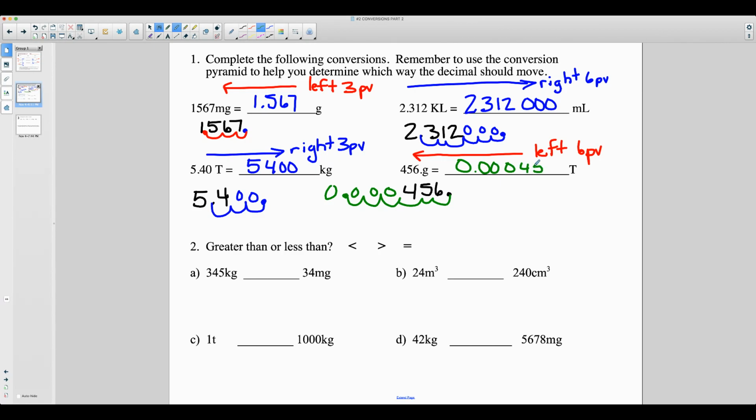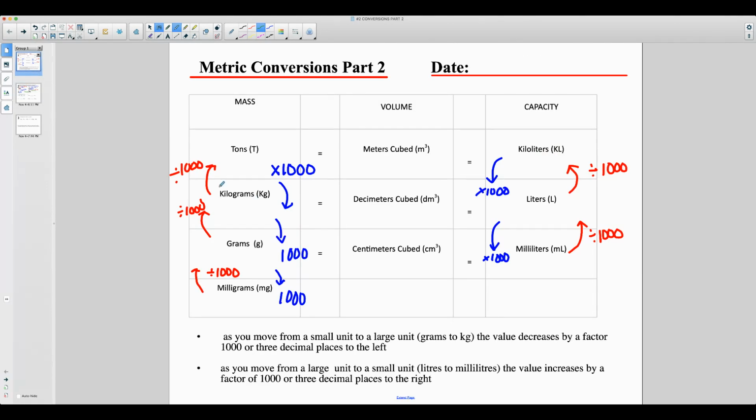Now, sometimes you'll be asked if something's greater than or less than. Whenever you deal with these types of questions, you have to make sure that they are in the same unit to compare them. Okay, so if we look at 345 kilograms to 34 milligrams, we should know right away that kilograms is much larger than milligrams. It's not even close. The milligrams would be in the millions to be a comparison to kilograms.